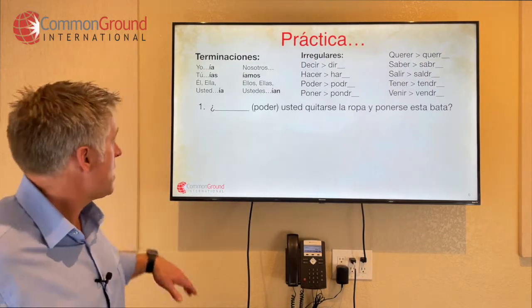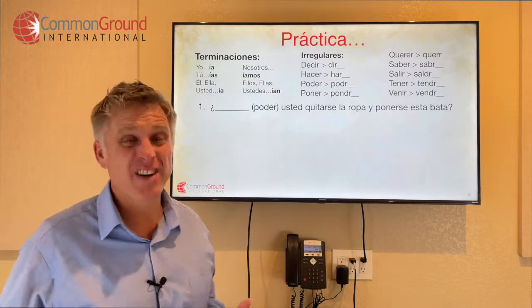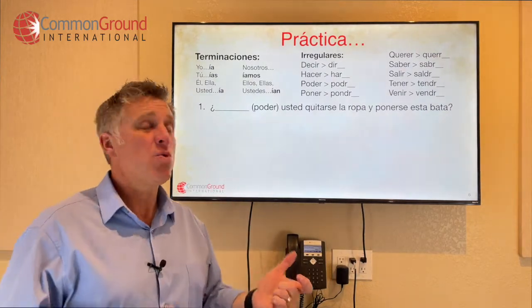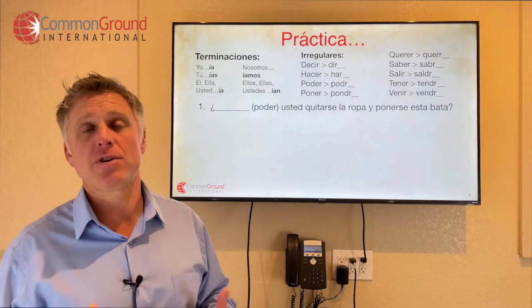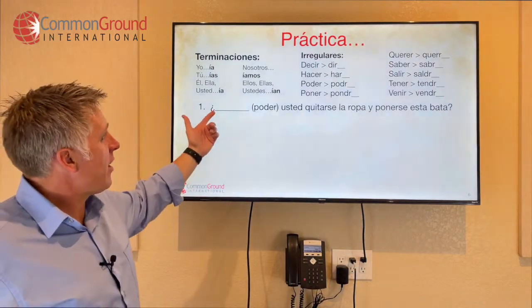Entonces, número uno. Poder, to be able, usted quitarse la ropa y ponerse esta bata. So basically we're saying, would you be able to take off your clothes and put on this gown, please? Okay. What are we going to do with poder?